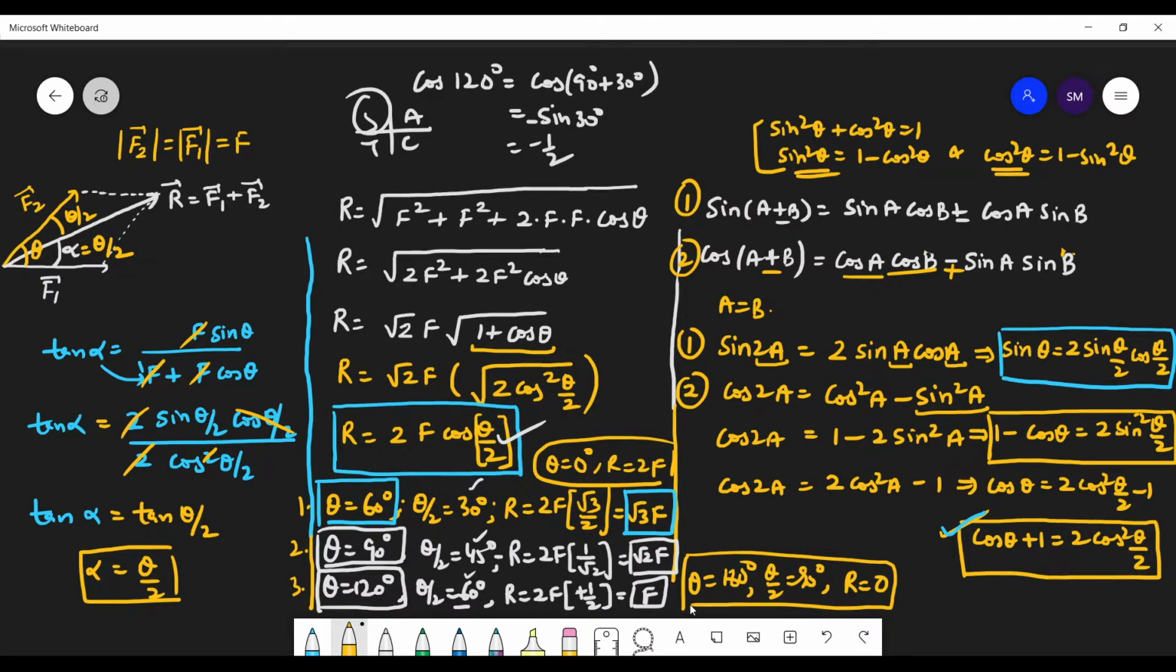So don't forget the condition here. We have taken this condition when both the forces have equal magnitude. Only then these cases are true. You can remember this formula, r is equal to 2f cos theta by 2, or even if you need not remember this formula, it is a basic concept that we should understand.